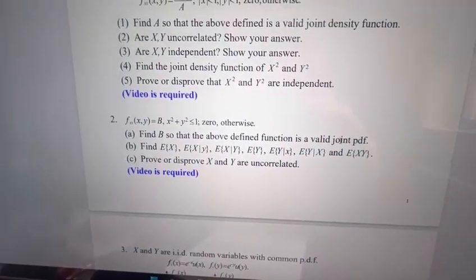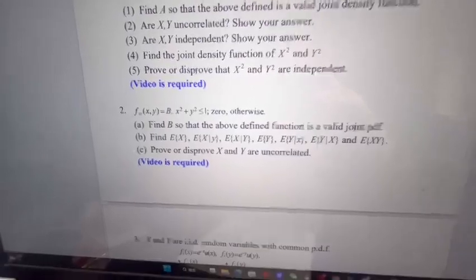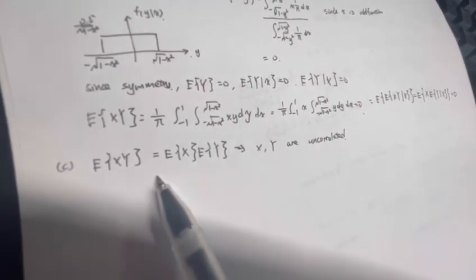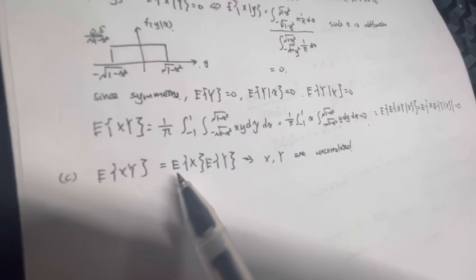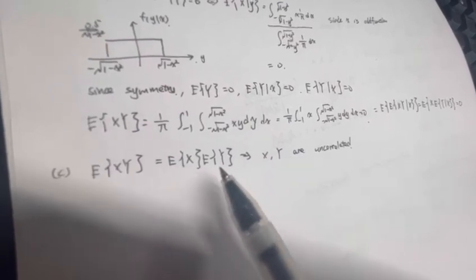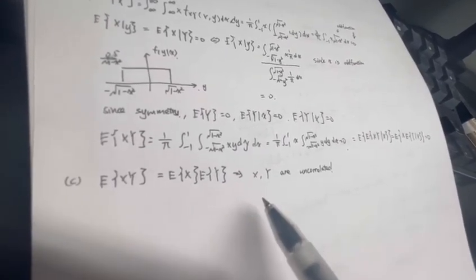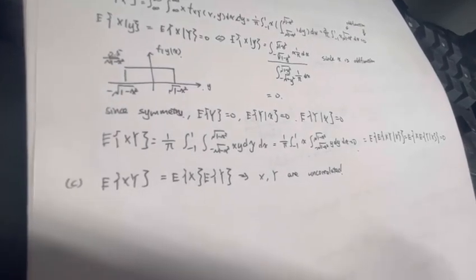Question C asks us to prove or disprove that X and Y are uncorrelated. This is very simple. Since E[XY] equals 0, it also equals E[X] times E[Y], since E[X] equals 0. From this equation, we can tell that X and Y are uncorrelated.